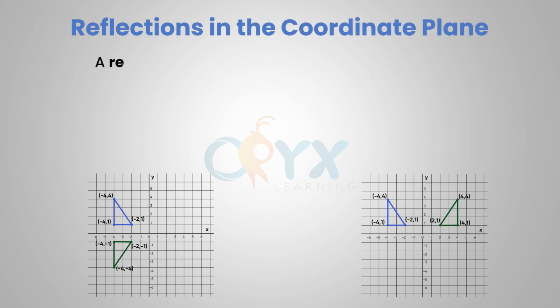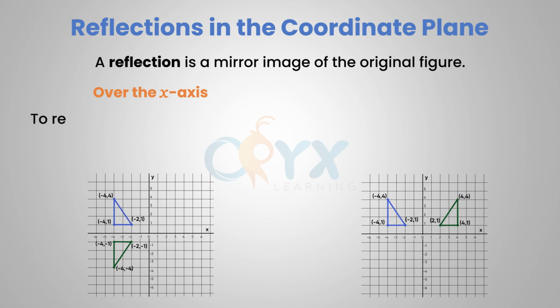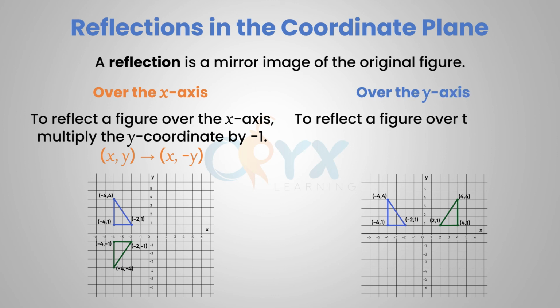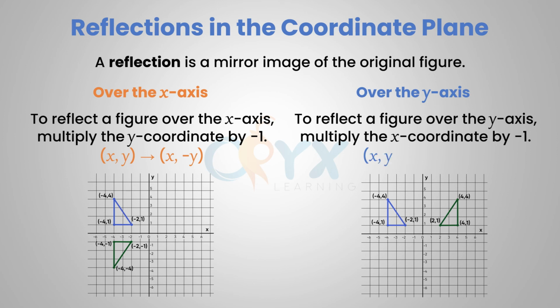So remember, a reflection is a mirror image of the original figure. If I would like to reflect over the x-axis, I need to multiply the y-coordinate by -1, so (x, y) becomes (x, -y). And if I want to reflect over the y-axis, I need to multiply the x-coordinate by -1, making (x, y) become (-x, y).